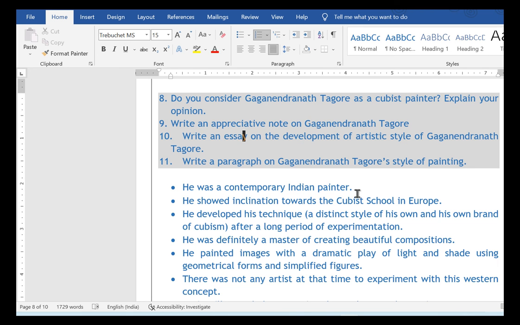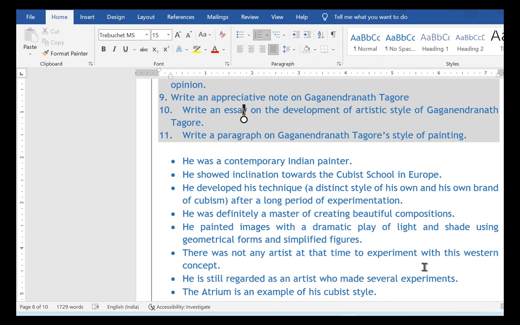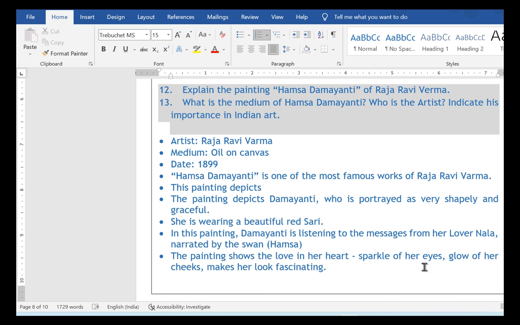Gaganindranath Tagore was a contemporary Indian painter. He showed inclination towards the Cubist school in Europe. He developed a distinct style of his own, his own brand of Cubism, after a long period of experimentation. He was a master in creating beautiful compositions. He painted images with a dramatic play of light and shade, and he used geometrical shapes and simplified figures. There was no artist at that time who was ready to experiment with this Western concept. He is still regarded as an artist who did several experiments, and an example of his Cubist style of painting is the Atrium.